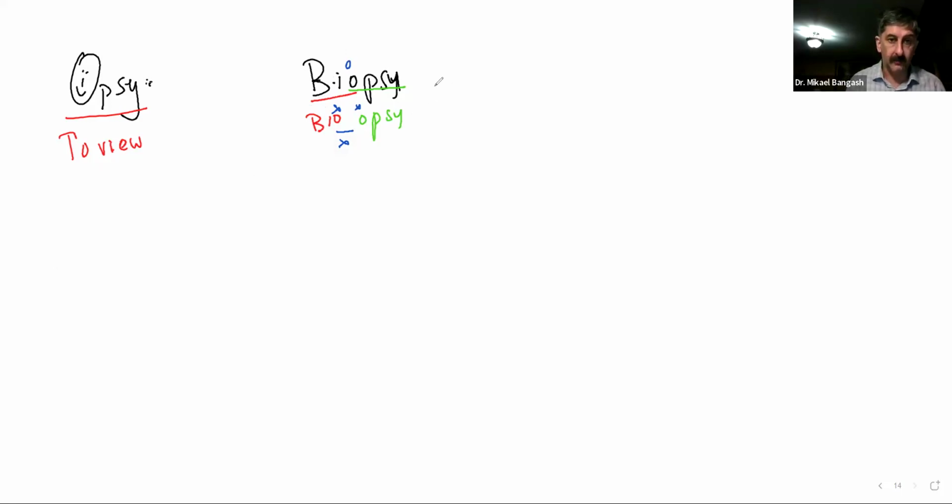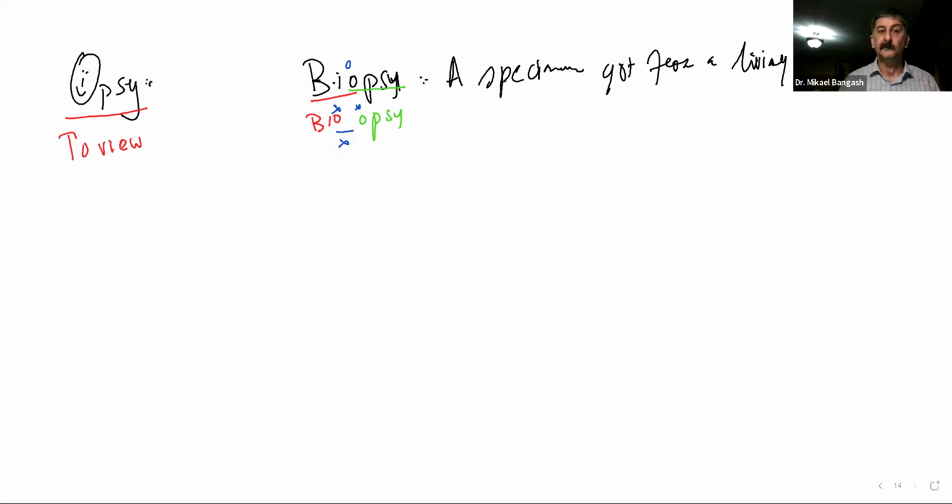Usually, guys, when we talk about a biopsy, we mean checking on a specimen that we get or got from a living person. That specimen is going to be called a biopsy if the person was alive.